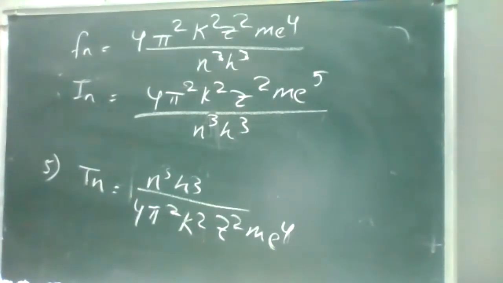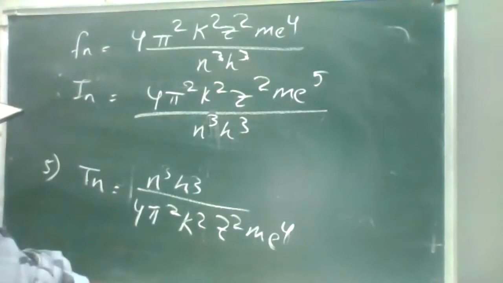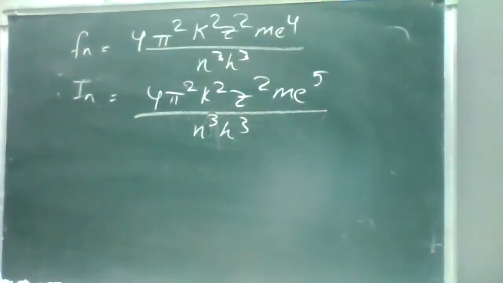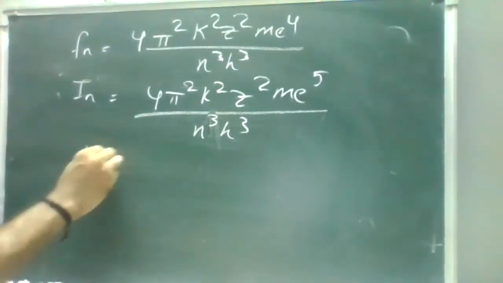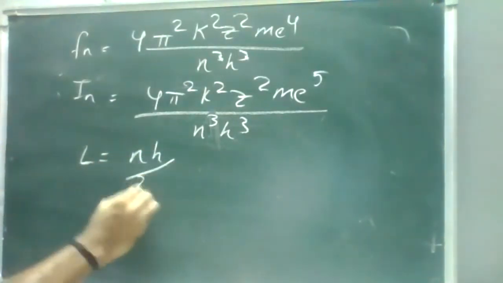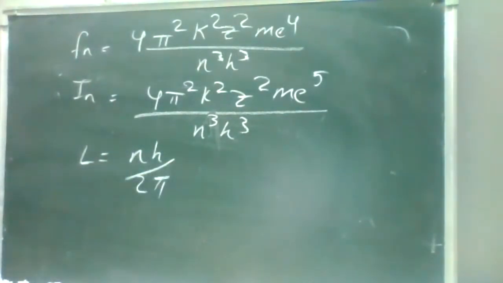Okay, next one. Angular momentum. L is equal to nh by 2 pi.